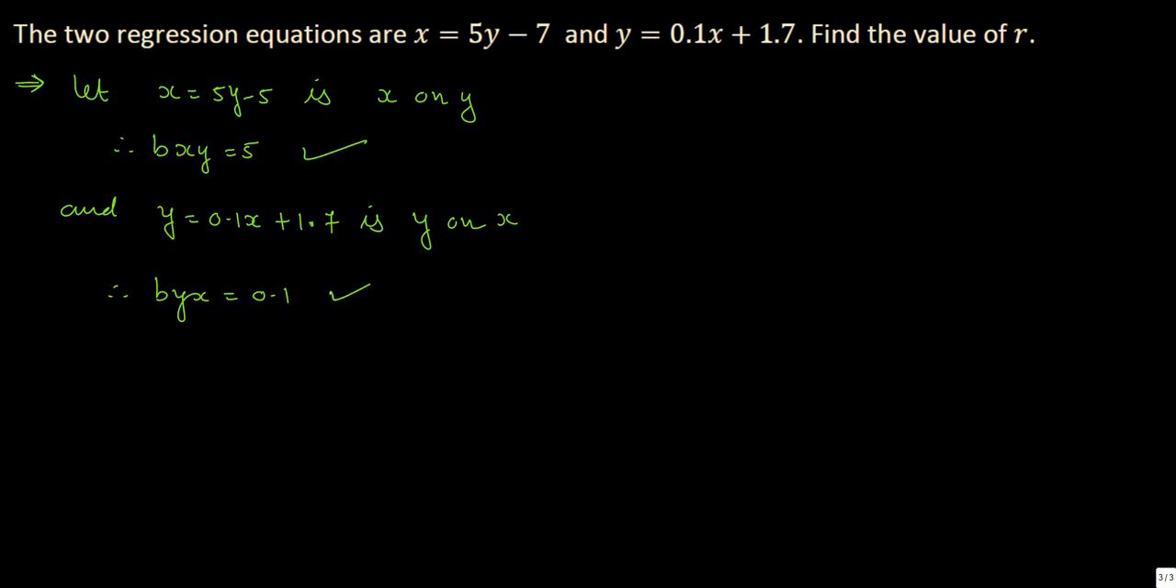Now check whether both the conditions are satisfied or not. Are the signs of both the regression coefficients equal? Yes, both are positive. Is the product one or less? Yes, 5 into 0.1 is 0.5. So both the conditions are satisfied here.